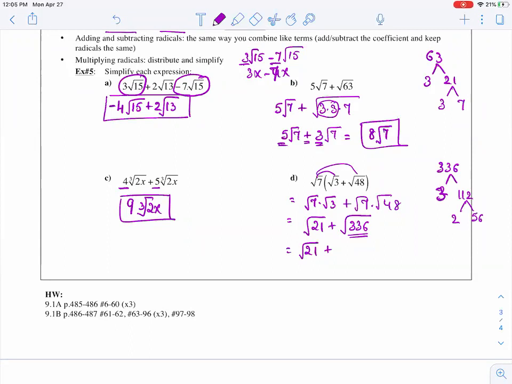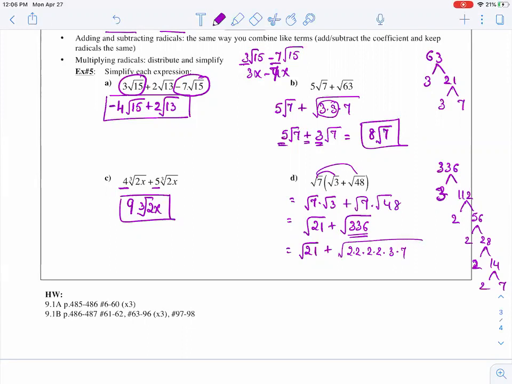Now 2, 56. 2, 28. 2, 14. 2, 7. 7. So 336 is actually 2 to the power 4 times 3 times 7. So I just write 2, 2, 2, 2, 3, and 7. Did I put everything? Times 7.